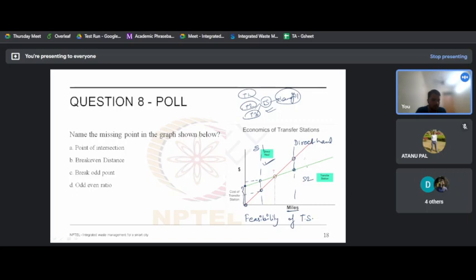So here it is better to do the transfer station. Here it is better to do direct haul. So what decides this? This point, break-even distance. After this, we'll go for a transfer station. Before this, we should go for a direct haul, depending upon the costs. So the answer is option B, break-even distance.